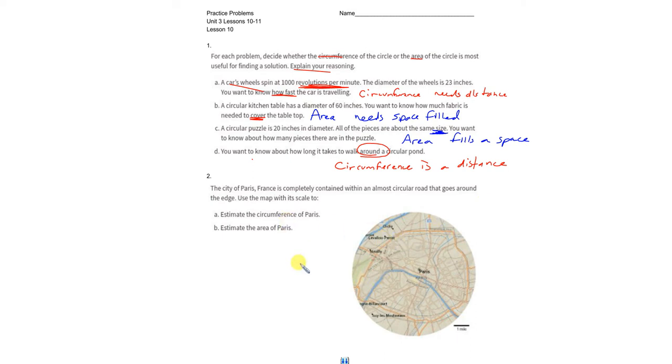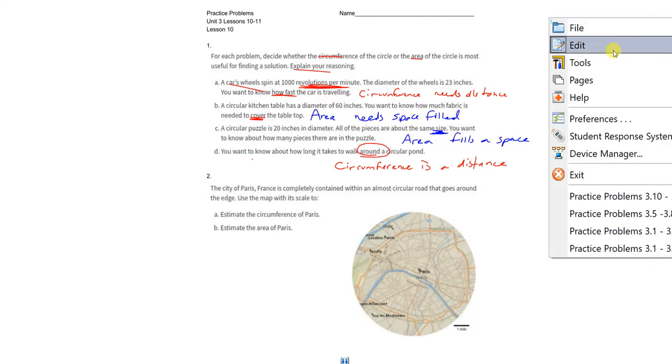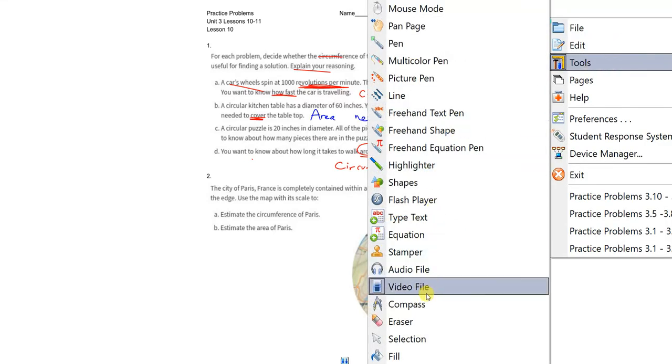Jumping right into number 2, we have the beautiful city of Paris here, scoped out on a map. And it has this road that goes around it, which I highlighted a little bit better on your picture. And we're trying to find out the circumference of it. So we're going to estimate it as a circle, find out what its diameter is. I have a tool of a ruler, which is helpful here.